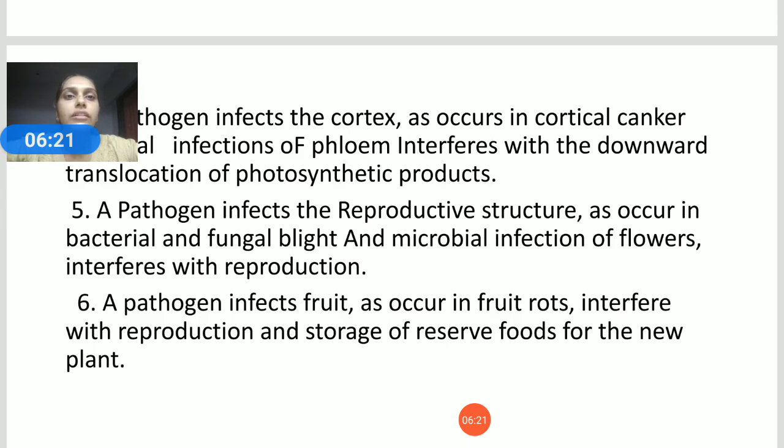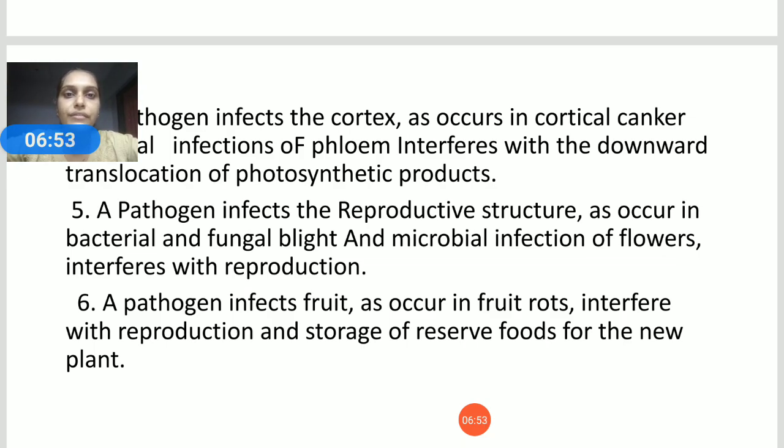A pathogen infects the reproductive structures, as occurs in bacterial and fungal blights, and a microbial infection of a flower interferes with reproduction. When the pathogen infects the reproductive structures of the plant, it causes bacterial and fungal blights and microbial infection of the flowers, which interferes with reproduction, right?